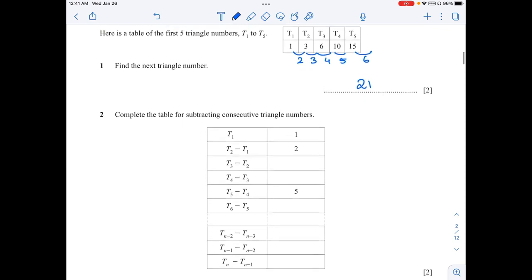Complete the table. T2 minus T1: we can see that T2 minus T1 is 3 minus 1, which is 2. T3 minus T2 is going to be 3. T4 minus T3 is going to be 4. You can see that pattern. So 2, 3, 4, and so on. 5 has already been filled for us. So the next number should be 6, and so on.